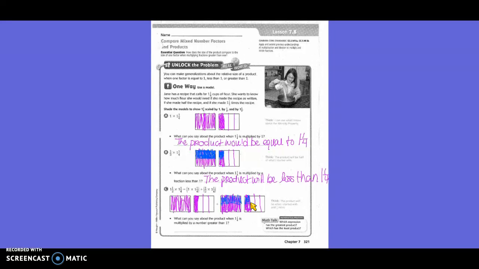So what can you say about the product when 1 1/4 is multiplied by a number greater than 1? So what's our answer going to be this time? What's the product going to be this time? The product will be more than 1 1/4.